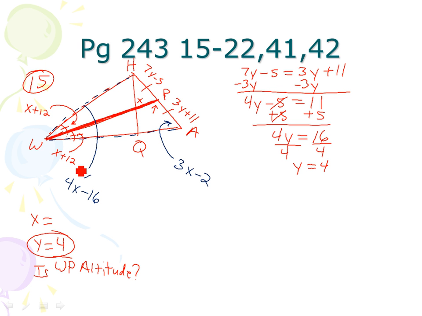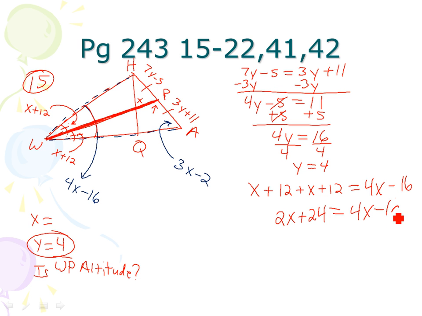X plus 12 plus x plus 12 equals 4x minus 16. This angle plus this angle should equal the whole thing, right? So x plus 12, you could probably do this a little easier than writing x plus 12 plus x plus 12, couldn't you? 2x plus 24. You could probably do that without writing out this step that I'm writing out. You collect like terms and you end up with 2x plus 24 equals 4x minus 16.